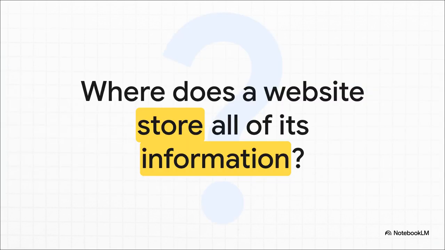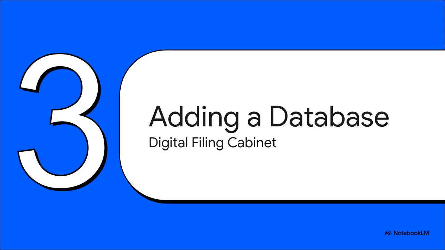Okay, so we've got our structure, our skeleton, but a website isn't just a bunch of empty pages, right? If we're building a local library website, for example, it needs to store information about all the books, the authors, the members. Where does it keep all that data? The answer, of course, is a database. You can think of it as the application's brain, or maybe a super organized digital filing cabinet. It's what provides the project's long-term memory.